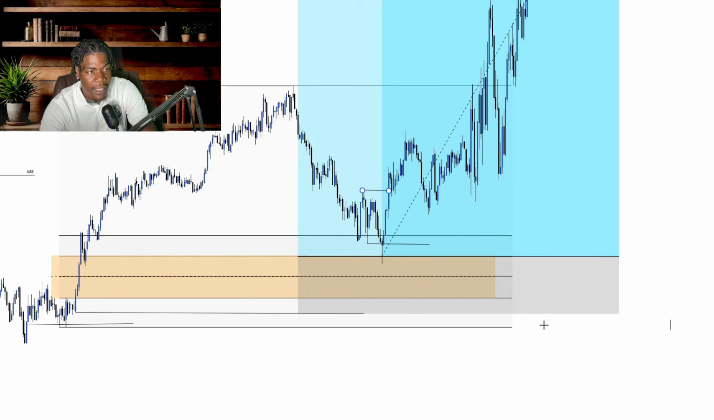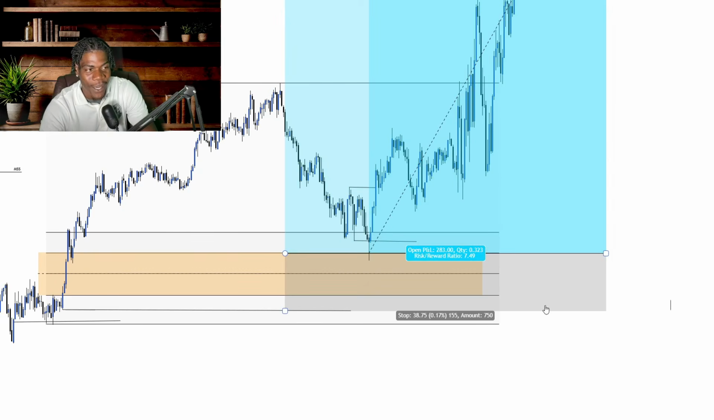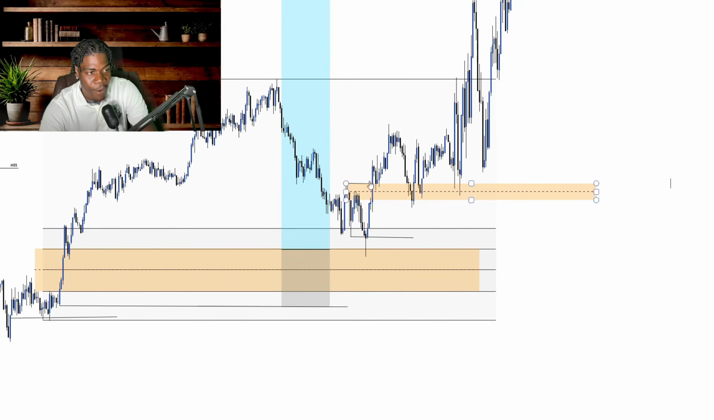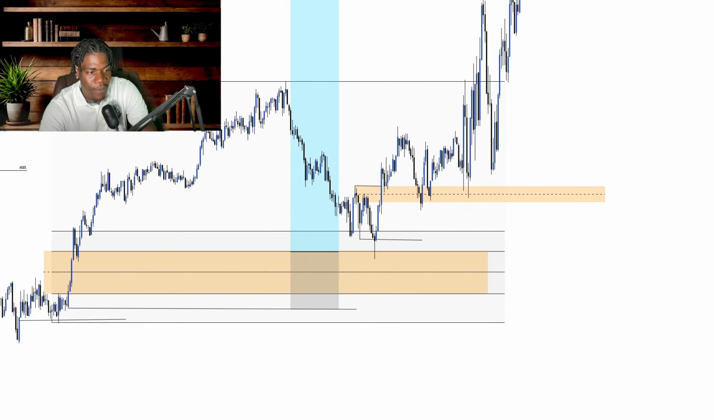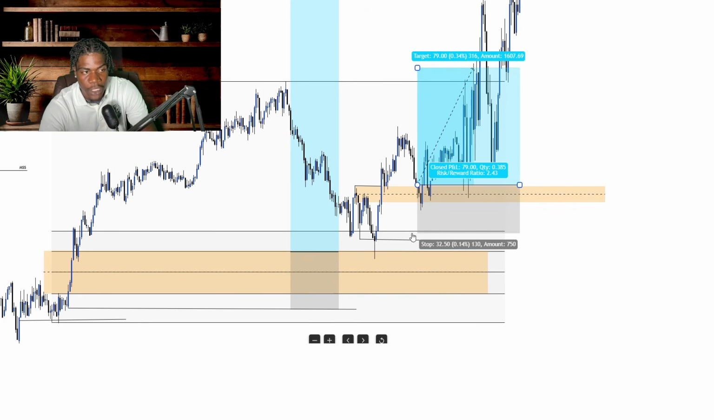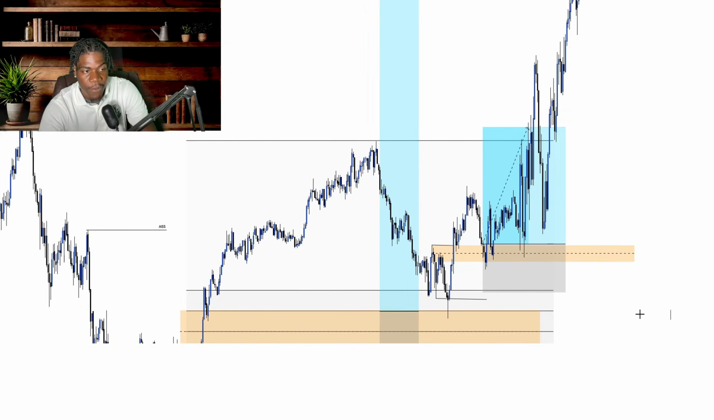On that pullback, this is my unicorn model, right? I made a video on this already, so make sure you go watch that one right here. This is my unicorn model, where we have a fair value gap that's aligned with an order block. Fair value gap in an order block right here. Perfect. This right here is the entry I would take if I was live trading, day trading. This is the confirmation entry.